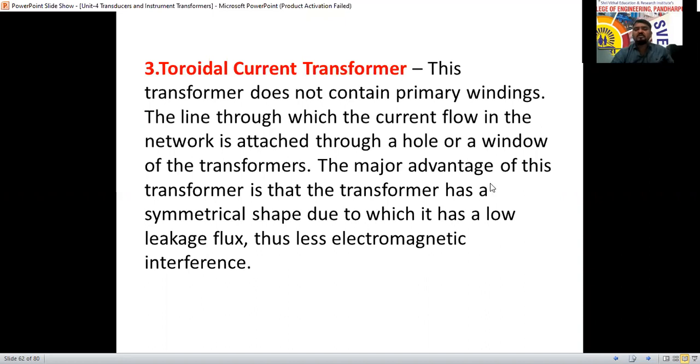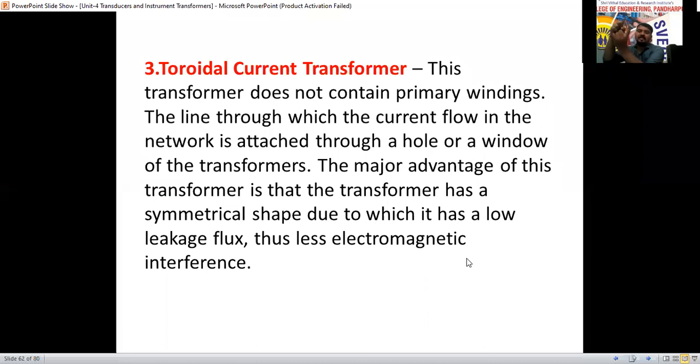The major advantage of this transformer is that it has a symmetrical shape, due to which it has low leakage flux, and thus less electromagnetic interference. I think you may have heard of clamp type current transformers. Whenever we have to connect to a line, there is a clamp; we just have to open it and hold the conductor.